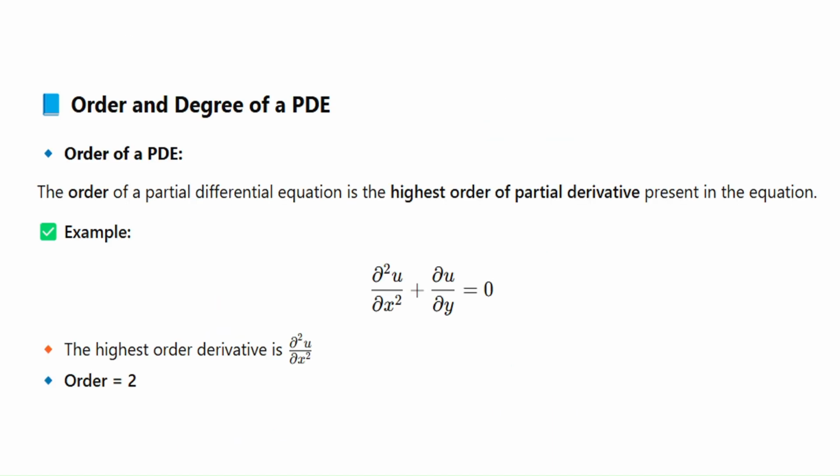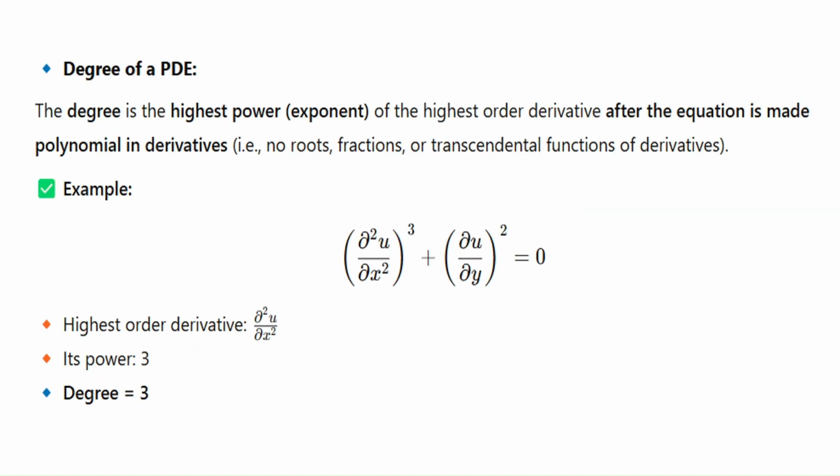Order and degree of a PDE. The order of a partial differential equation is the highest order of partial derivative present in the equation. Example, ∂²u/∂x² plus ∂u/∂y equals 0. Here the highest order derivative is ∂²u/∂x². So order is 2.